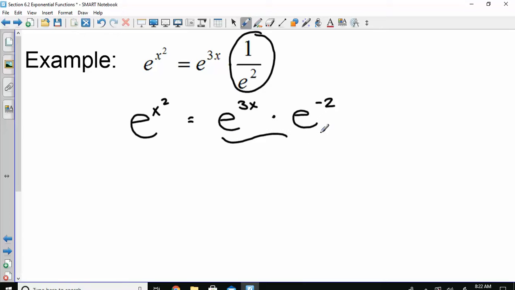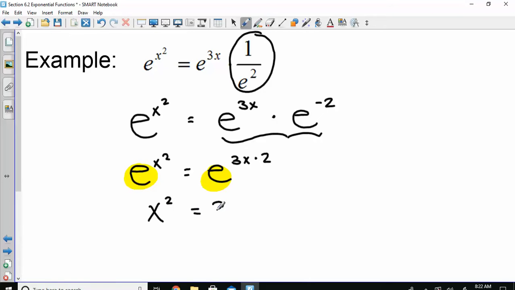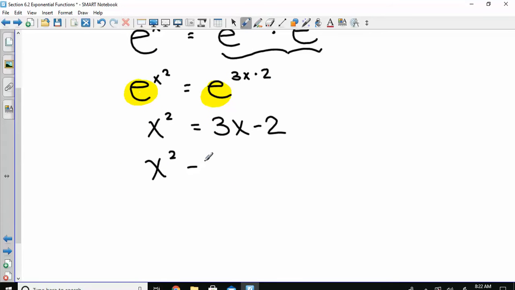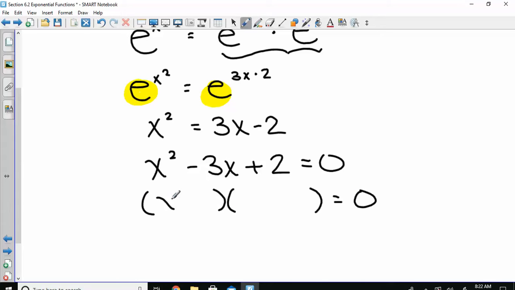So then, if you are multiplying these e's, what do you do with their exponents? Add them. So that's e to the 3x minus 2. Now you have just a plain e on each side, so what do we do? Set the exponents equal. Quadratic, so we set it equal to 0. So I will subtract over my 3x, add over my 2. 1x squared, so we can do the shortcut. What multiplies to positive 2 and adds to negative 3? Set each of those to 0 and you get x to be 2.